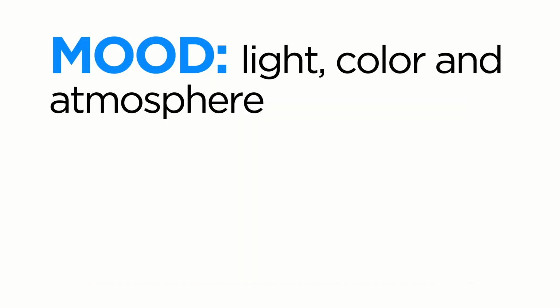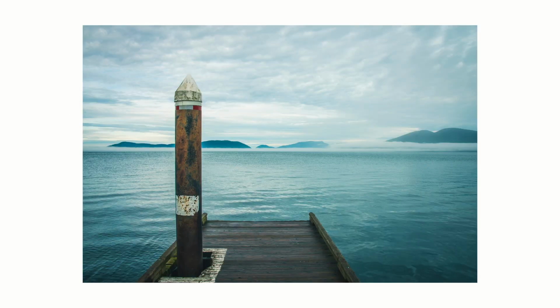Let's go to mood. Mood, light, color, and atmosphere. So let's just take a look at some examples. Color and atmosphere here. Light, and there's some texture here. This dock on a foggy, cool winter morning.